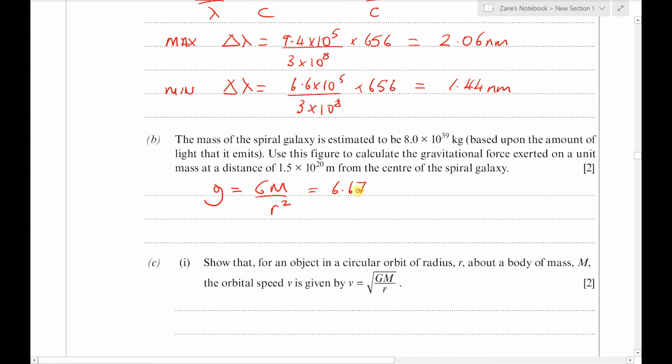So G is 6.67 times 10 to the minus 11. Mass of the galaxy 8 times 10 to the 39, and the distance 1.5 times 10 to the 20 squared. So putting those into the calculator will give us an answer of 2.37 times 10 to the minus 11 newtons per kilogram.